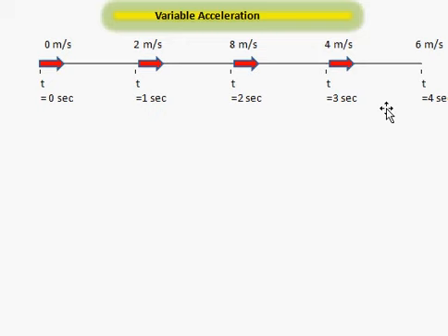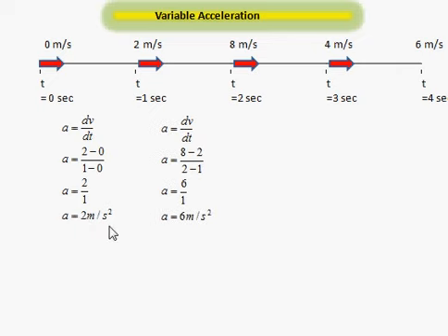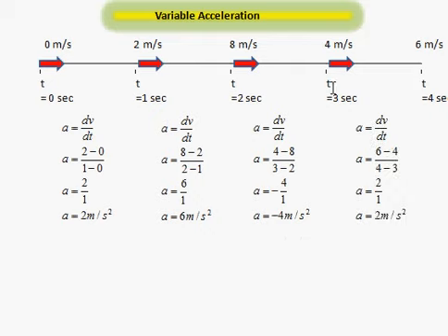Let's calculate the acceleration now. The acceleration between the first 2 points gives us the answer like this: 2 meters per second square. Between the second and third point, we have the acceleration as 6 meters per second square. Between the third and fourth point, we have minus 4 meters per second square. Why do we have the negative sign here? Because the velocity decreases here. Actually, instead of saying acceleration, we should say retardation happens. So 4 minus 8 gives us a negative value here. Hence, we have the answer with a negative sign. And finally, between the last two points, we have the acceleration as 2 meters per second square.